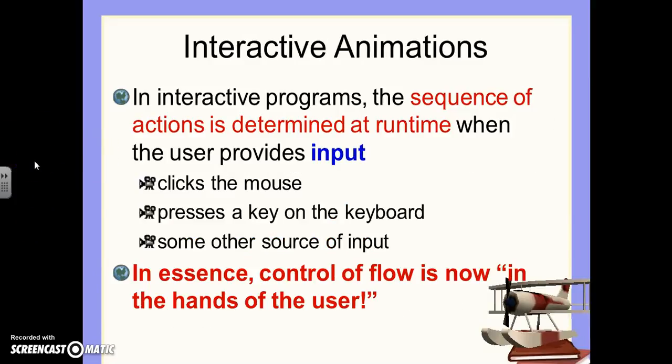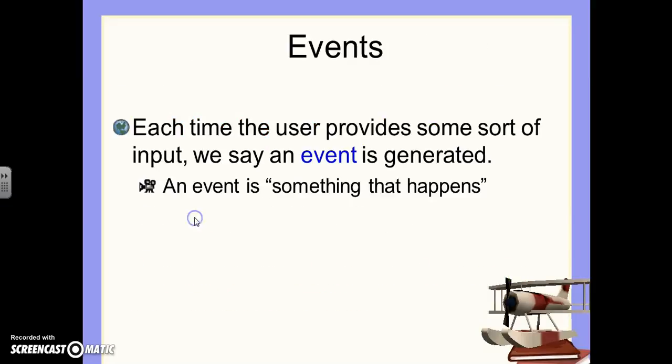Interactive animations. An interactive program is one where the sequence of actions is determined at runtime. So we don't know exactly how the program is going to run or execute, because it's going to depend upon how the user inputs. So as different interactive events, we could have a mouse click, we could have a key on the keyboard, or some other source of input. In essence, control of flow is now in the hands of the user. No longer is it in control of the programmer.